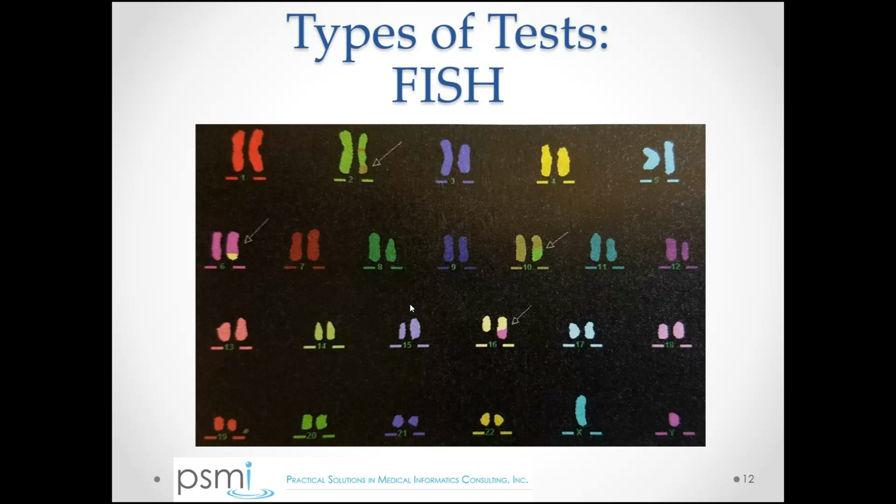Some of these changes may be gross enough that they would show up on a karyotype or an enhanced prophase karyotype. But with the FISH technology, the probes can be far smaller than what you would typically be able to see under the microscope with a karyotype. And that was the strength of FISH.